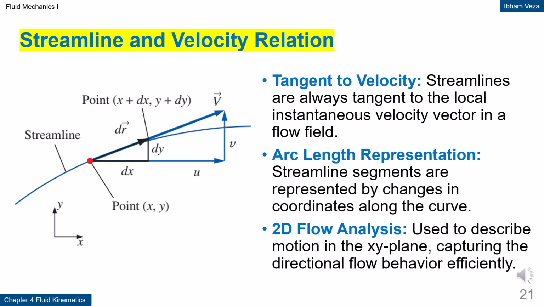Streamline and velocity relation. A streamline is always tangent to the local velocity vector at every point in the flow field. This relationship shows that the instantaneous flow direction can be directly read from the shape of the streamline. In two-dimensional flow, small position changes can be expressed in terms of dx and dy along the curve. This concept links the geometric representation of flow with the velocity vector field. Therefore, streamlines become a very powerful visual tool to understand flow direction.